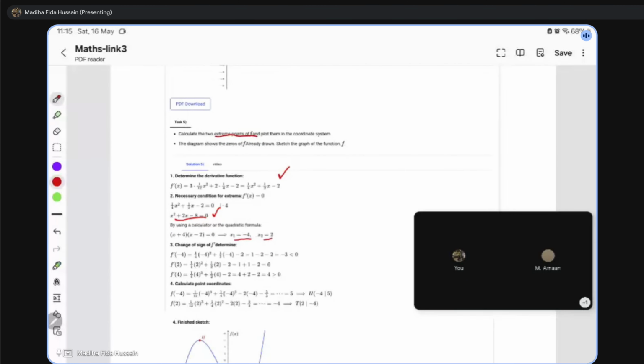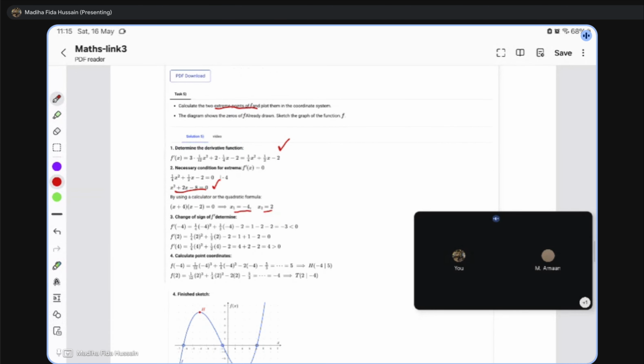Then take the left value of negative 4 and the right value of negative 4. So you will get the y value corresponding to negative 4, that is 5. So you will get the high point there, and the low point at 2 comma negative 4, because your y value is negative 4.